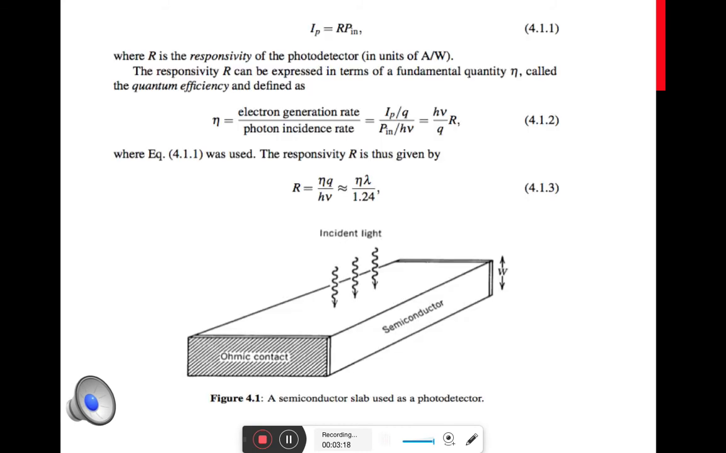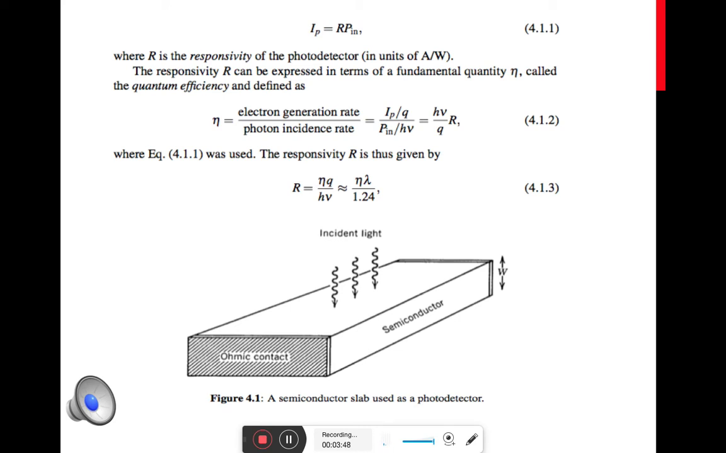As you can see from the figure, there is a semiconductor slab which is being used as a photodetector. There is incident light of energy h nu falling on the semiconductor. Because of it, electron hole pairs are generated and an electric field is developed. When we connect a potential voltage drop, the current IP flows, and the current IP is given by R times P in, where R is the responsivity of the photodetector and the unit of R is amps per watt.